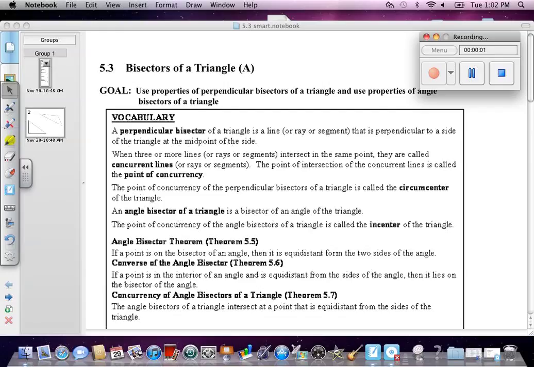All right, ladies and gentlemen, we're looking at 5.3, bisectors of a triangle. We're going to use properties of perpendicular bisectors of a triangle and use properties of angle bisectors of a triangle. A perpendicular bisector of a triangle is a line or ray that is perpendicular to the side of the triangle at the midpoint of the side. We talked about these yesterday. We talked about the point of concurrency.